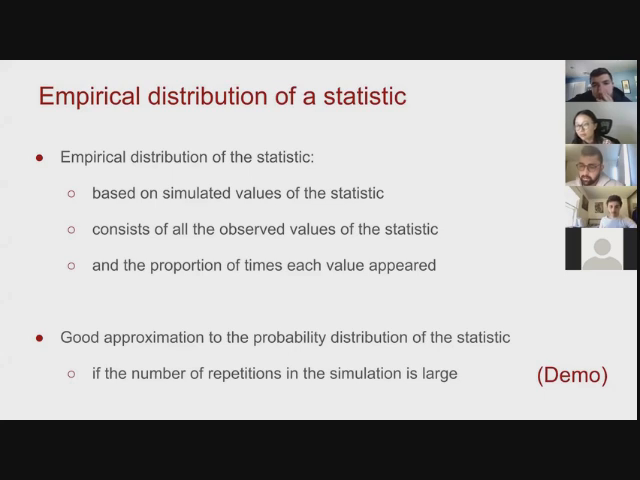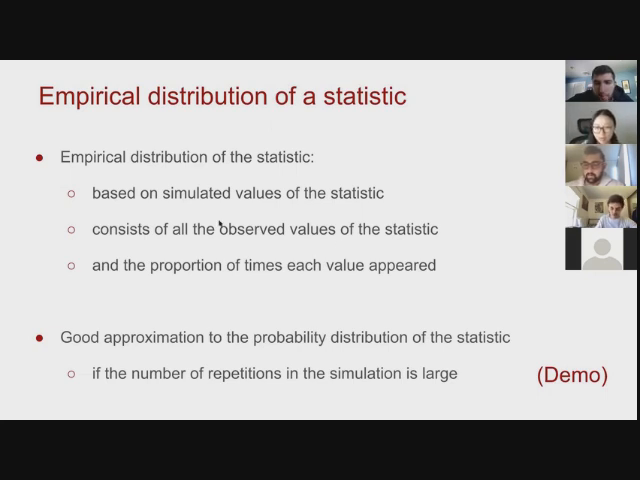Again, if you remember what we defined earlier, an empirical distribution is based on what you can sample. So we're going to generate the empirical distribution, which is based on the simulated values of the statistic. It will consist of all of the observed values of the statistic, and we're also going to know the proportion of times each value appears. Notice that on the previous slide, in theory we have a probability distribution of a statistic, or a sampling distribution, with all possible values. But if you're doing it through simulation, you will only exhaust maybe part of all the possible values.